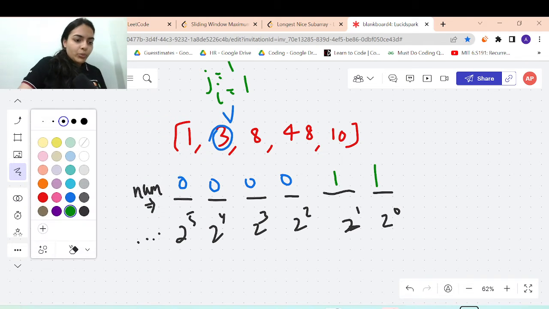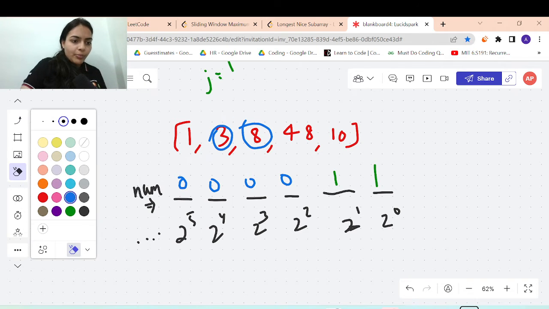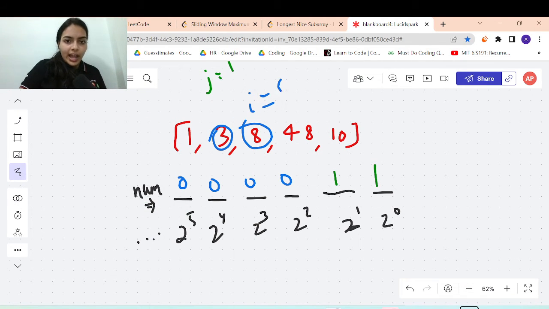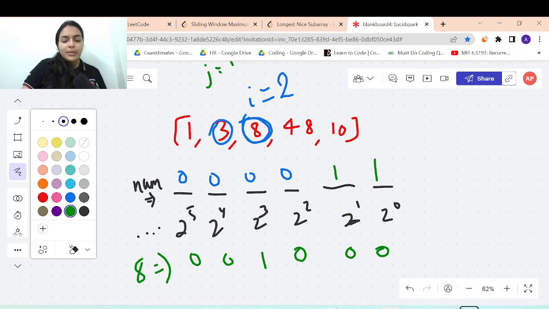Okay, now we will move forward. When we move forward, we are simply moving the i pointer forward. Okay, j will remain there, i will move forward. So now 8. What are the bits of 8? Let us write the bits of 8. Okay, bits of 8. 8 is simply 2 power 3, right? This is the binary representation of 8.